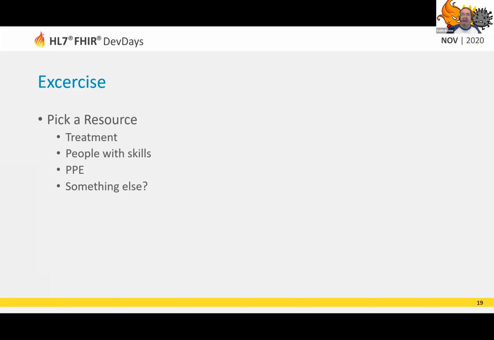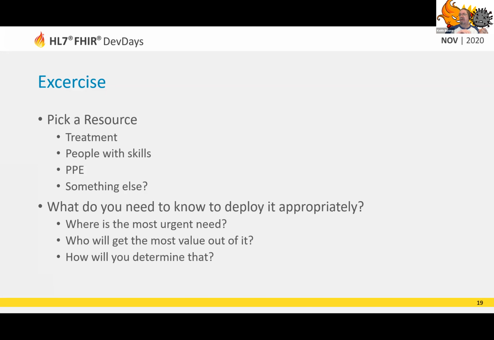Now you have to think about how you're going to make the decision about where to deploy that. What do you need to know? And how are you going to figure that out? Right? So who's got the most urgent need? And you have to consider separately who's going to get the most value out of it. And then how are you going to determine that? And the most urgent need and the most value might not be one and the same.